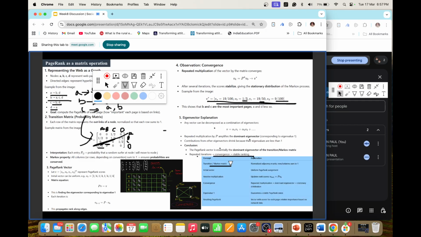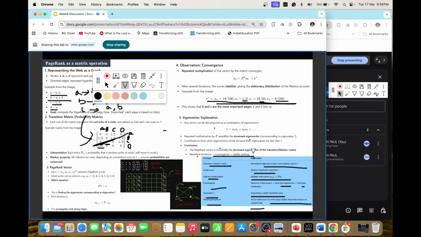Okay, so the concept is the transition matrix or Markov matrix. This is known as the transition matrix or Markov matrix. So a normalized adjacency matrix, where rows or columns, actually the columns sum to 1. Then the initial vector is a uniform page rank assignment, iterative multiplication updates rank V(k+1) = P V(k), and then convergence: repeated multiplication, the dominant eigenvector leads to a stationary distribution, eigenvalue 1 guarantees a stable page rank, and the resulting page rank vector will score each page's relative importance based on the network links.